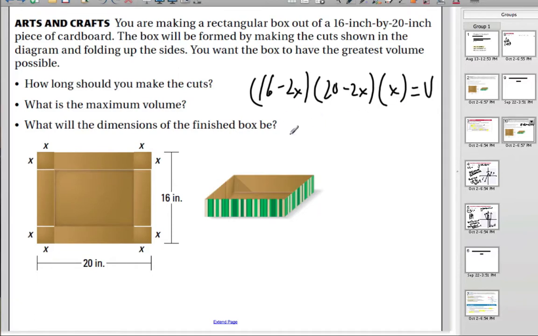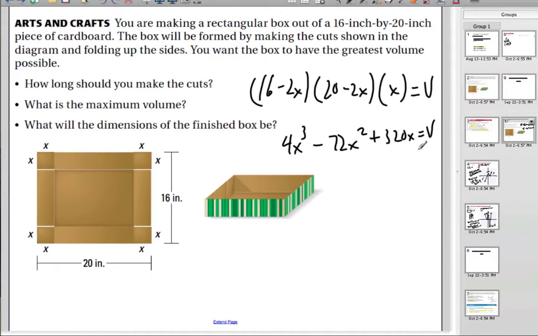So this is the volume. I have length times width times height. And if I multiply this all out, and put it in the right order, I'll get 4x cubed minus 72x squared plus 320x, and that's equal to my volume.